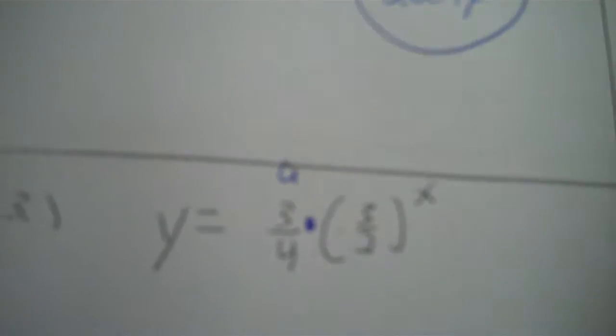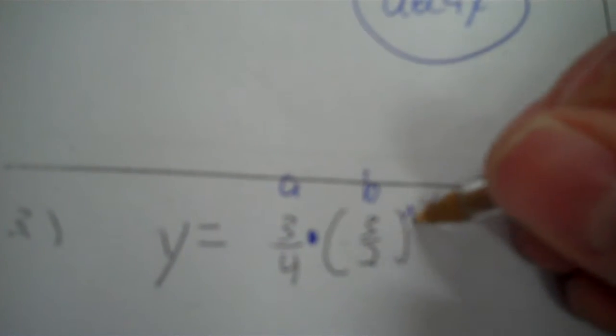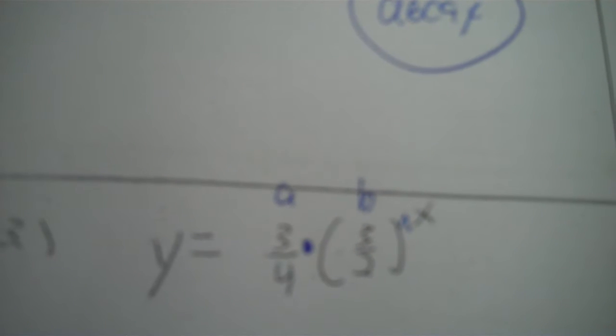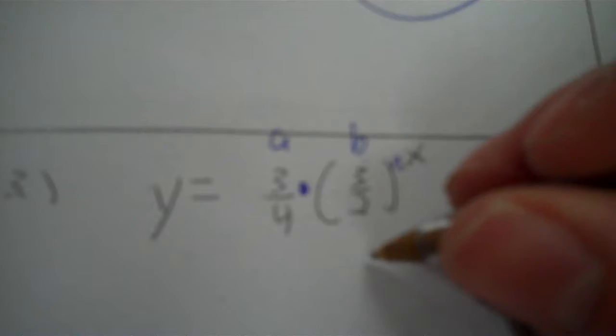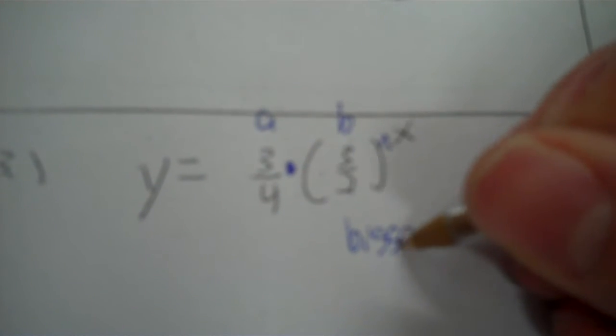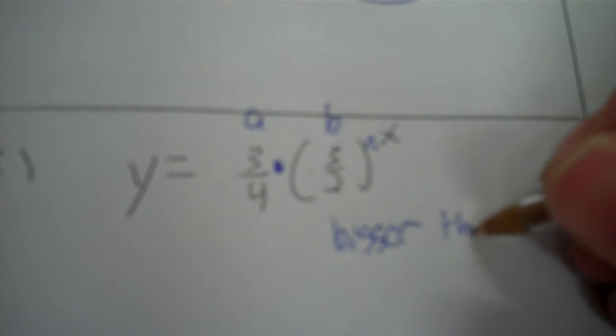0.75. Okay, 3/4 is your initial amount, you're multiplying it by 3 over 2. Now is 3 over 2 less than 1 or bigger than 1? Well, since the numerator is bigger than the denominator, it's probably bigger than 1. Bigger than 1. That means growth.